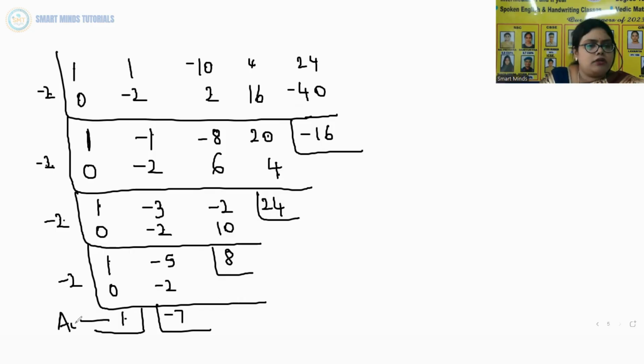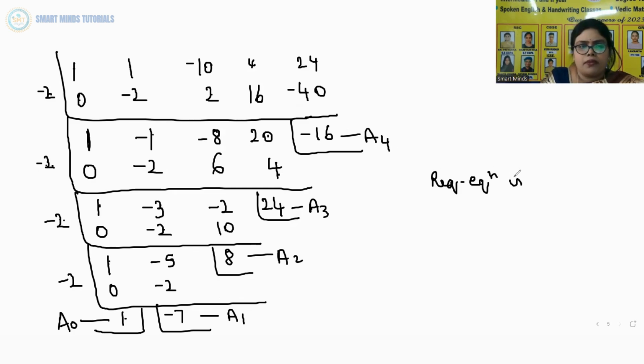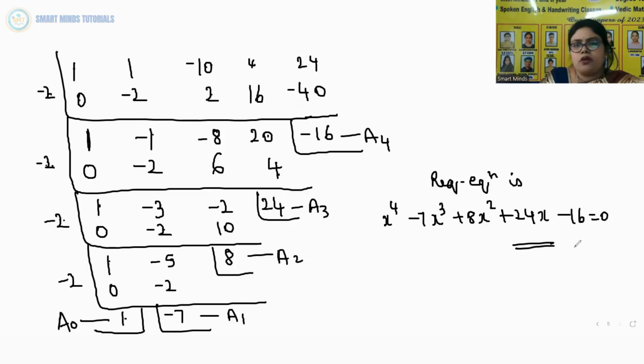This is A0. This is A1. This is A2. This is A3. This is A4. So required equation is 1 into x power 4 minus 7x cube plus 8x square plus 24x minus 16 is equal to 0. This is the required equation.